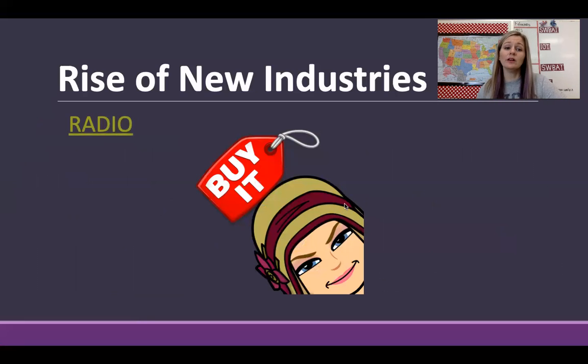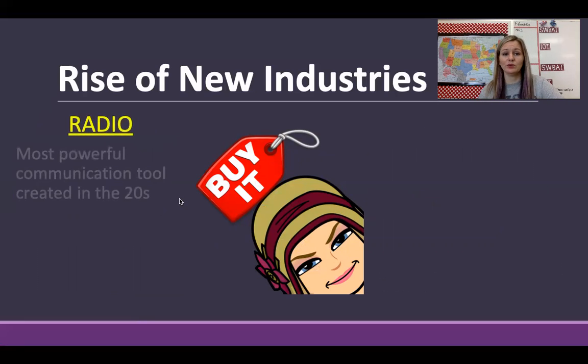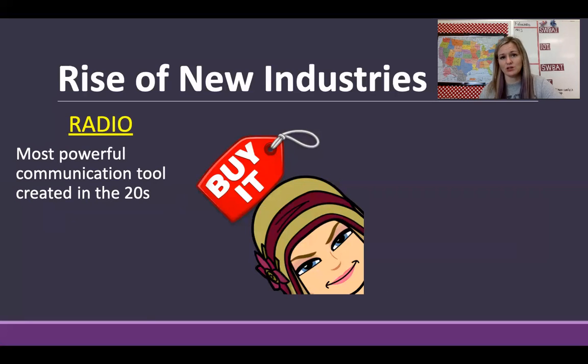Okay. Other new industries that are really important include the radio. This is going to become the most powerful communication tool and really floods into people's homes in the 1920s. Remember before this, if you wanted the news or entertainment, you would have to read a book or read a magazine or read the newspaper. Now you've got the ability to listen to it.